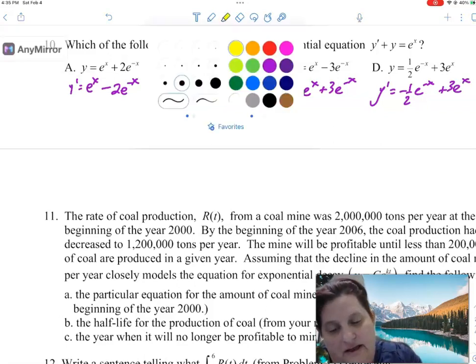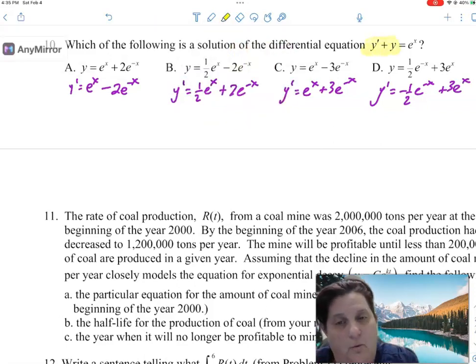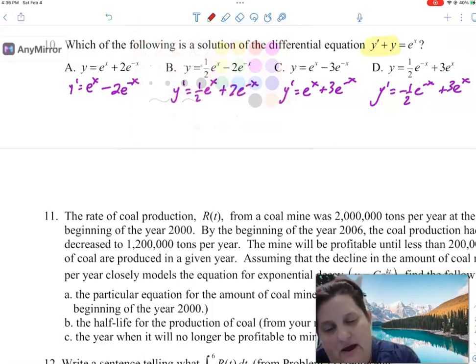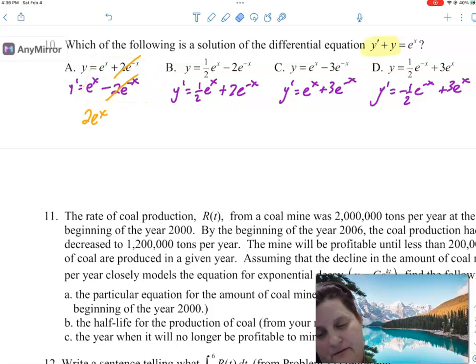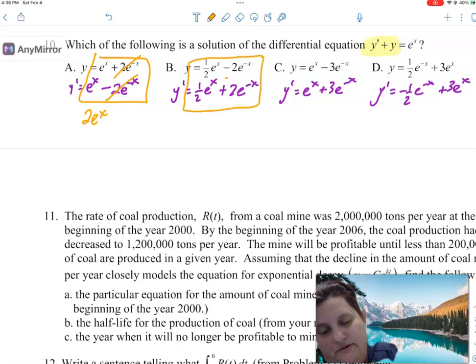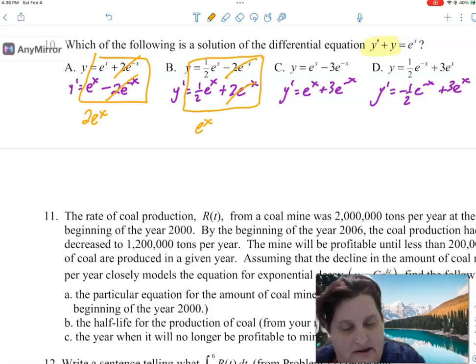Now, what this is saying is for which of these does y plus y prime equal e to the x? I don't want to rewrite all this, so I'm just going to take those and add them. Boom, boom, 2e to the x. So it's not that one. Now I'm going to take those and add those. Boom, boom. 1/2 e to the x plus 1/2 e to the x is 1 e to the x. So I think it's that one.